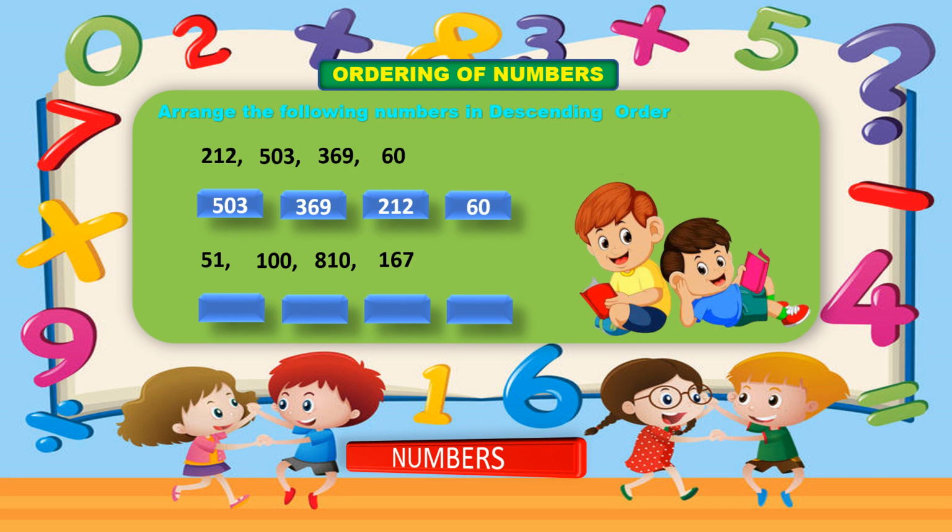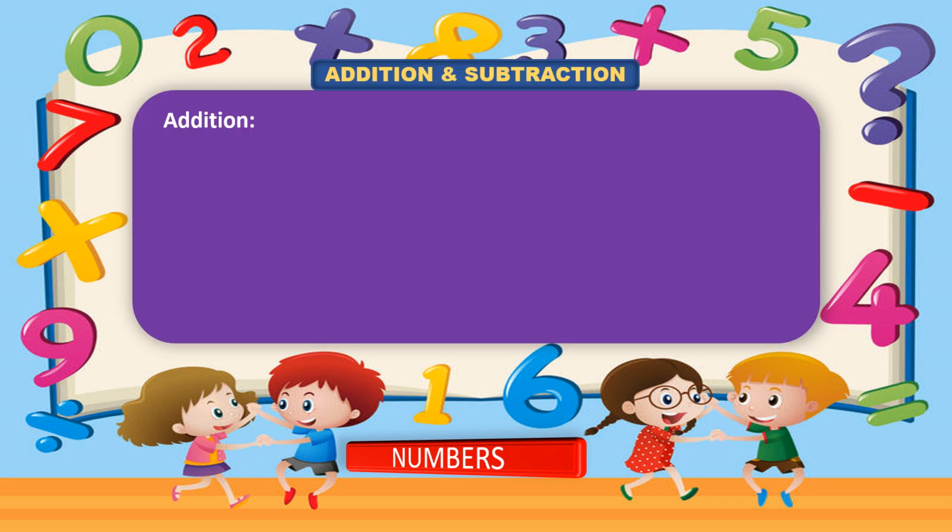Next the order would be 51, 100, 810, 167. The descending order is 810, 167, 100 and 51. Addition and subtraction.